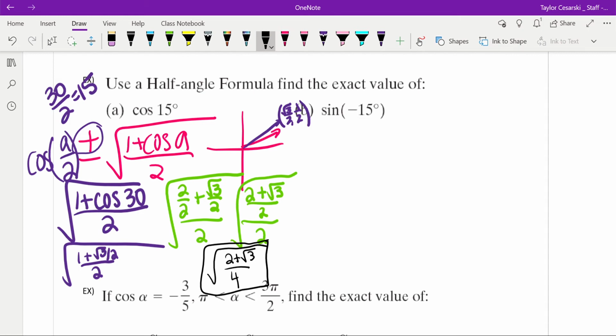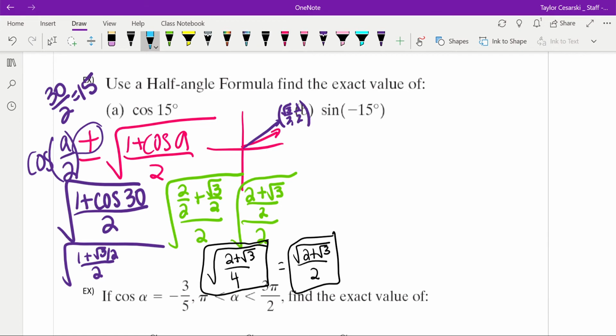If you wanted to, you could take out that square root of 4 on the bottom and just make it something like this: square root of 2 plus square root of 3 over 2. That would be the same thing because we know that the square root of 4 is 2. Okay, and again, we know that's positive because the cosine of 15 degrees is positive. Okay, still looks pretty ugly, but that's how you leave your final answer.